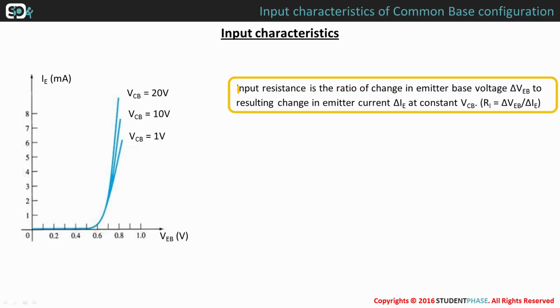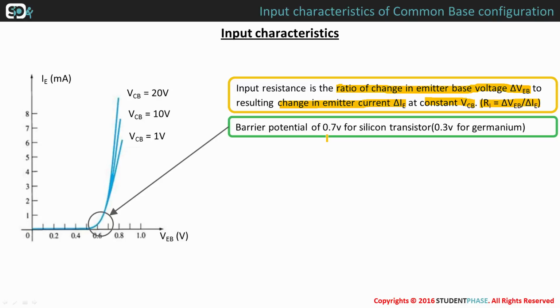Input resistance is calculated as the ratio of change in emitter base voltage VEB to the resulting change in emitter current, at constant collector base voltage VCB. After emitter base voltage VEB exceeds 0.7 volts for silicon and 0.3 volts for germanium, the transistor starts conducting. This is called barrier potential. And this is the region where VEB exceeds 0.7 volts and starts conducting.